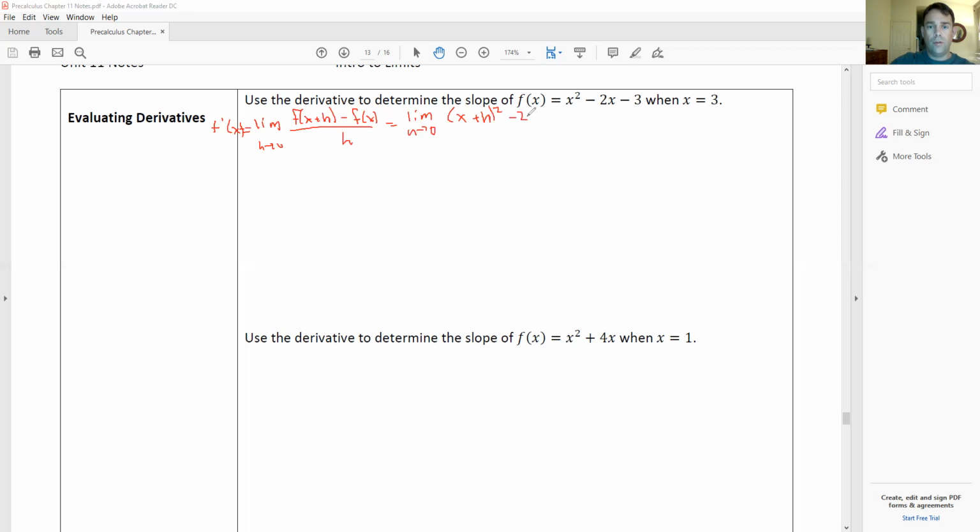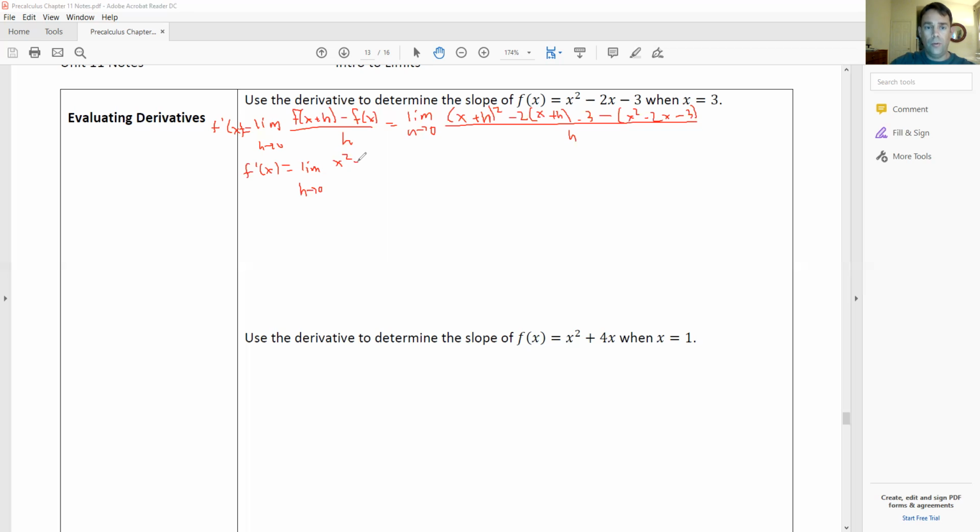So f of x plus h is x plus h squared minus 2 times x plus h minus 3, minus the original function, all over h. And this is what we can use to find the derivative. Notice, if you remember, our derivative is going to be still an expression, because we can use that expression to find the slope of any point on the curve.